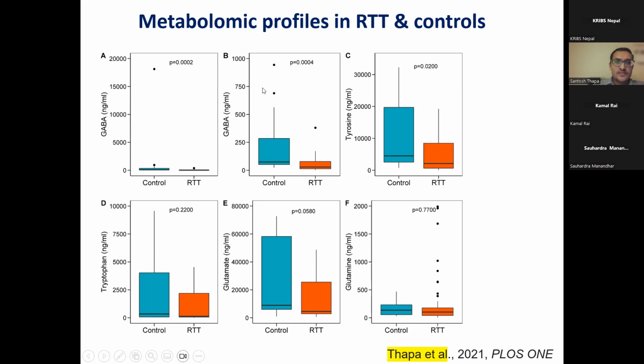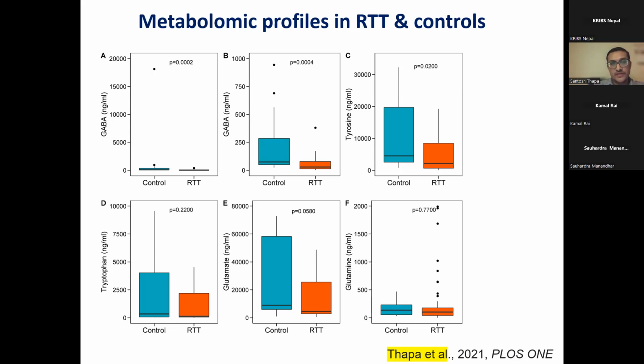Based on their statistical value, you can see that the first A and B are the same for the GABA. One was with the outlier and another was without the outlier in the data set. So essentially, in the control, meaning the healthy control, when you compare with the Rett individuals, you will be able to see that the GABA concentration was higher in the controls as compared with the Rett individuals.